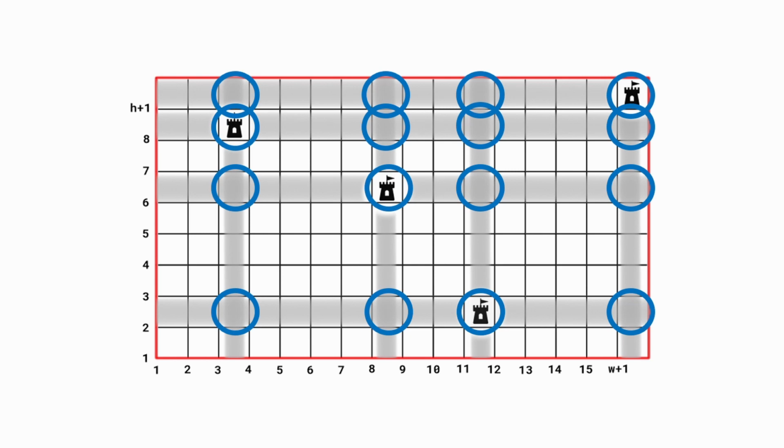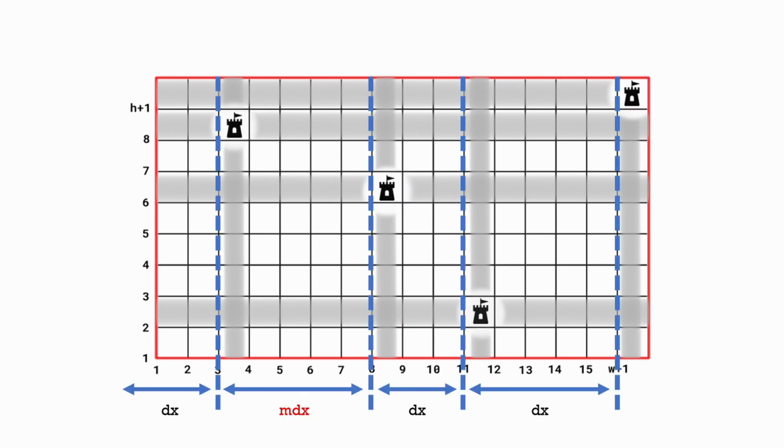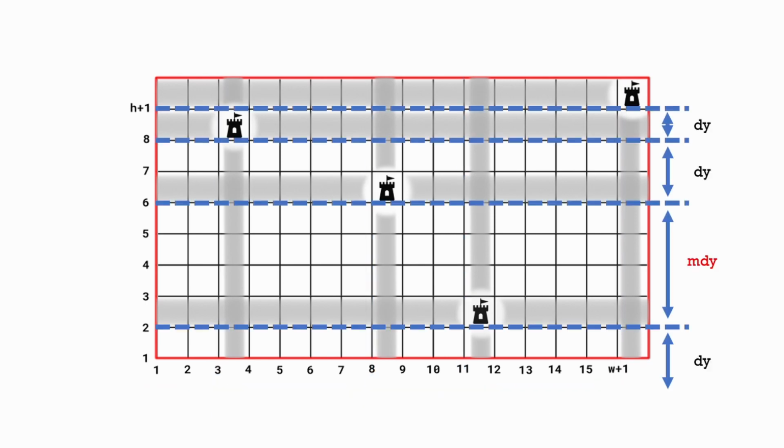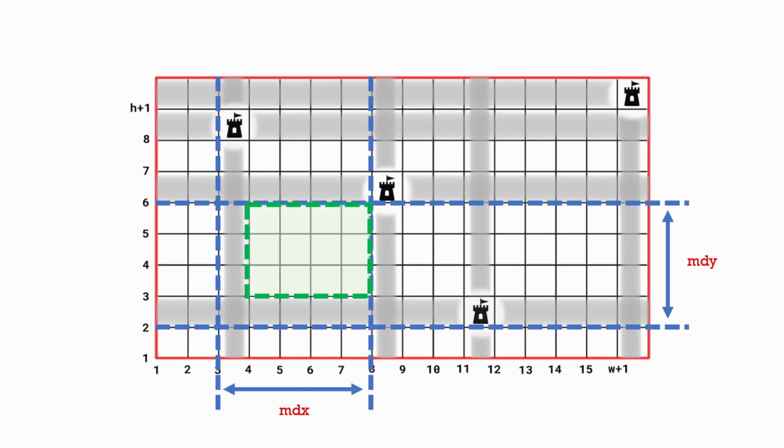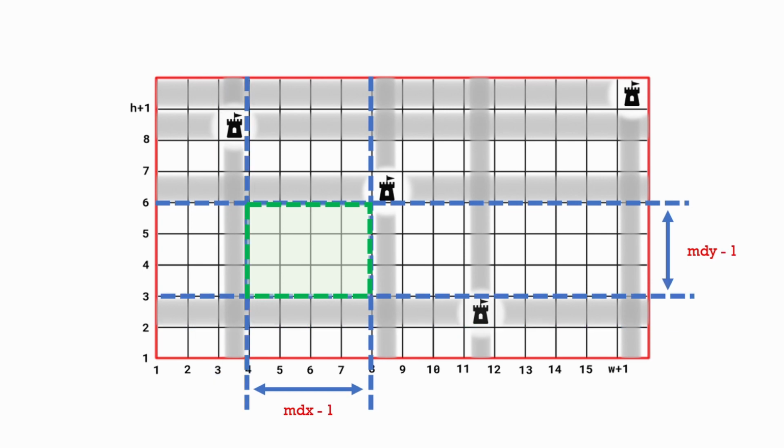So all we need to do is essentially iterate over the delta x's and find the maximum delta x, then iterate over all the delta y's, find the maximum delta y, and the region where the maximum delta x and the maximum delta y intersect will contain our region of interest. And we can narrow it down further by just subtracting 1 from the maximum delta x and the maximum delta y, and that will give us exactly the region that we're looking for.